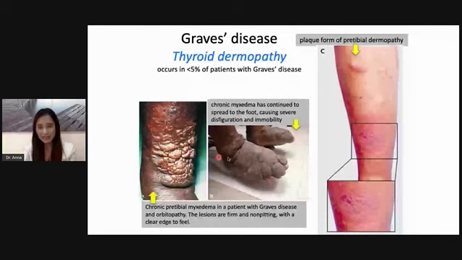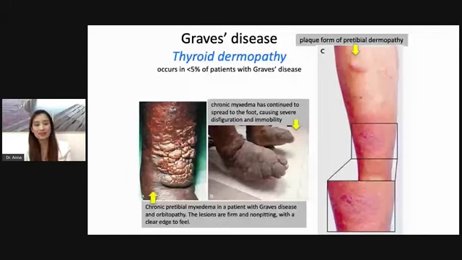This is a plaque form of your pretibial dermopathy. Sometimes it's just thickening of the skin. But in patients with chronic thyroid dermopathy, the chronic pretibial edema, they would look like this. Very, very thick skin. So most patients with thyroid dermopathy, if not all, also have Graves' ophthalmopathy.